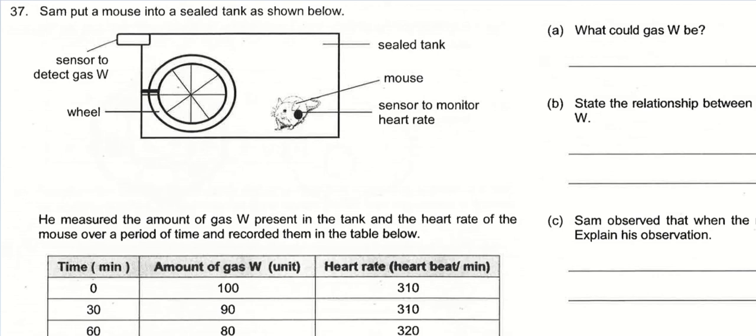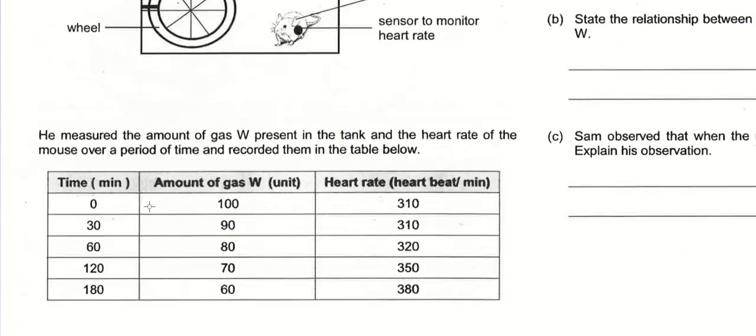Next question, question 37. Sam put a mouse into a sealed tank as shown below. So you have a sensor to detect gas W, then there's a wheel for the mouse to run on, and then there's a sensor to monitor the heart rate of the mouse, and it's all in a sealed tank. So he measured the amount of gas W present in the tank and the heart rate of the mouse over a period of time and recorded them in the table below.